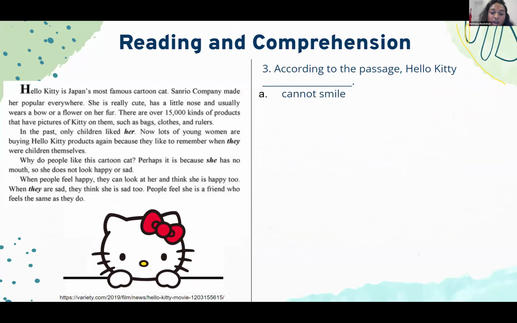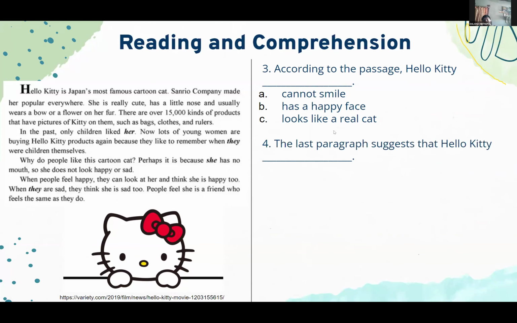Okay, next. According to the passage, Hello Kitty A, cannot smile, B, has a happy face, or C, looks like a real cat. What do you think the answer is? A, cannot smile. Because where do we see this? Perhaps it is because she has no mouth, so she does not look happy or sad. That means she cannot smile, she cannot be sad.